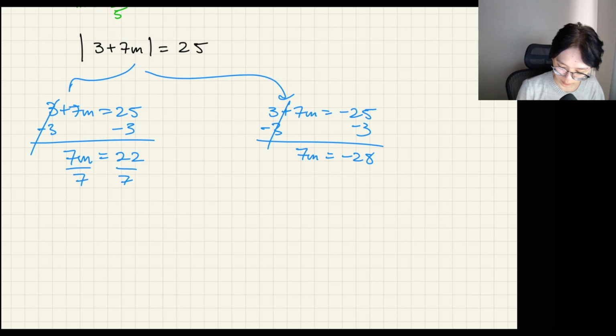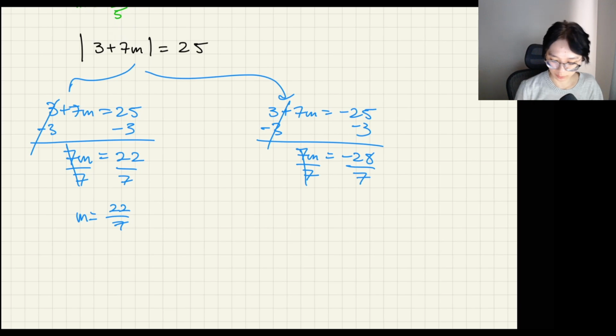Divide by 7, divide by 7. Those cancel, those cancel. M is equal to 22 over 7. That's already a simplified fraction. Negative 28 divided by 7 is negative 3, so m is equal to 22 over 7, comma negative 3.